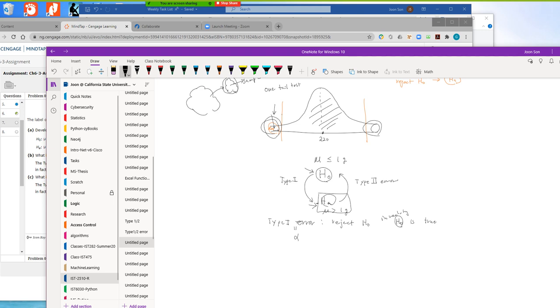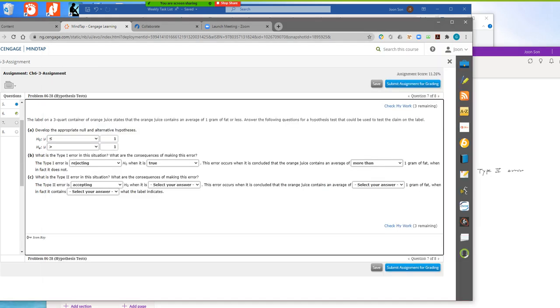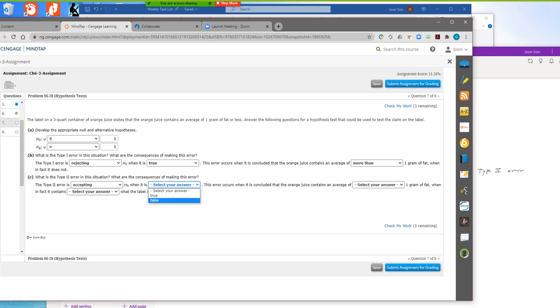So the type 2 error is what? Accepting. So that's your conclusion: accepting the null hypothesis when the null hypothesis is actually false, right?